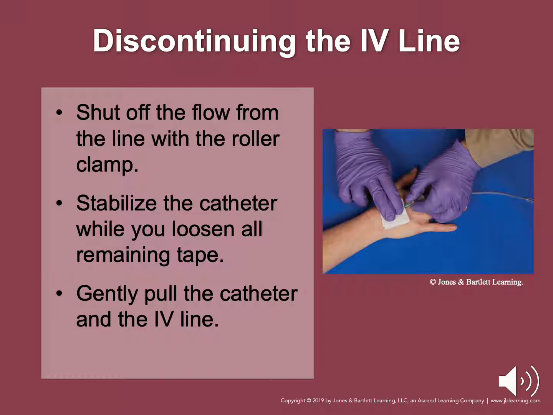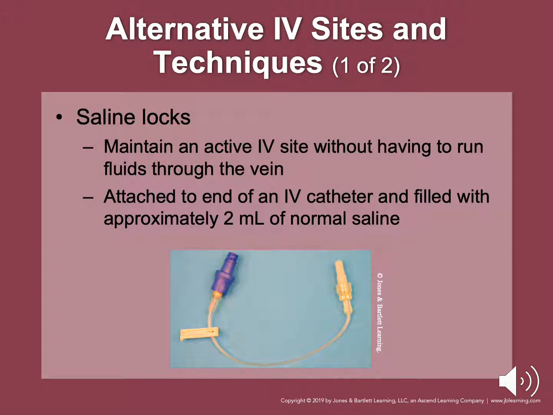Saline lock. Maintain an active IV site without having to run fluids through the vein. Use primarily for patients who don't need additional fluids but may need rapid medication delivery. So, access ports are commonly used with patients who have disorders such as heart failure or pulmonary edema. Attach the end of the IV catheter and fill with approximately 10 ml of normal saline. So the saline remains in the port without entering the vein, preventing clotting.